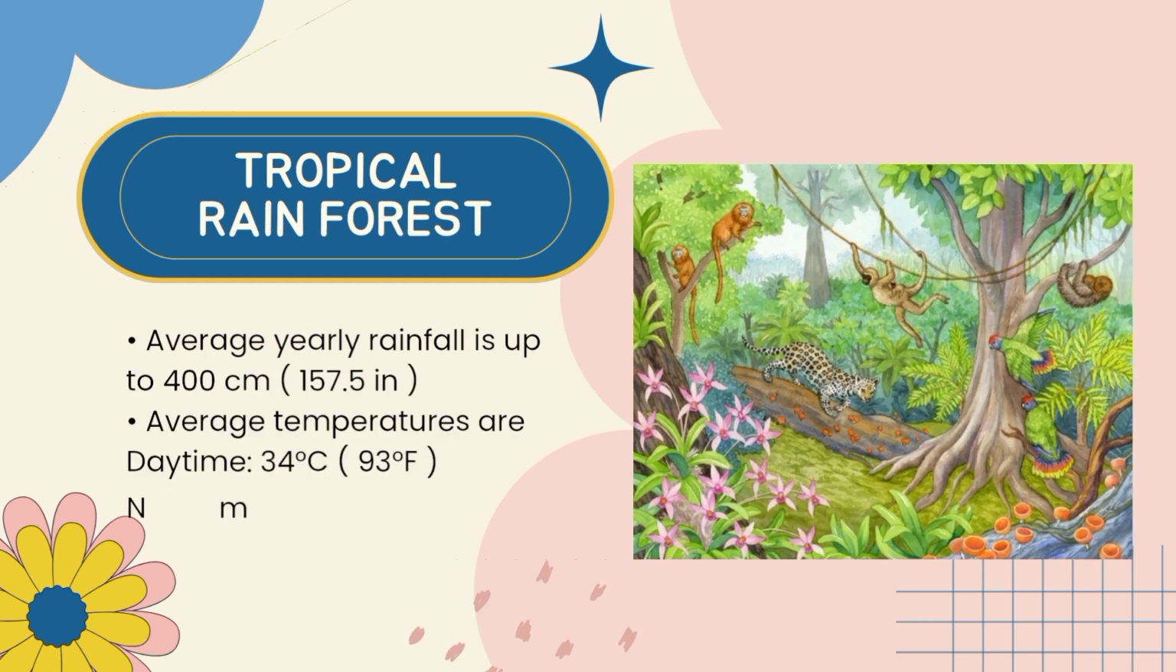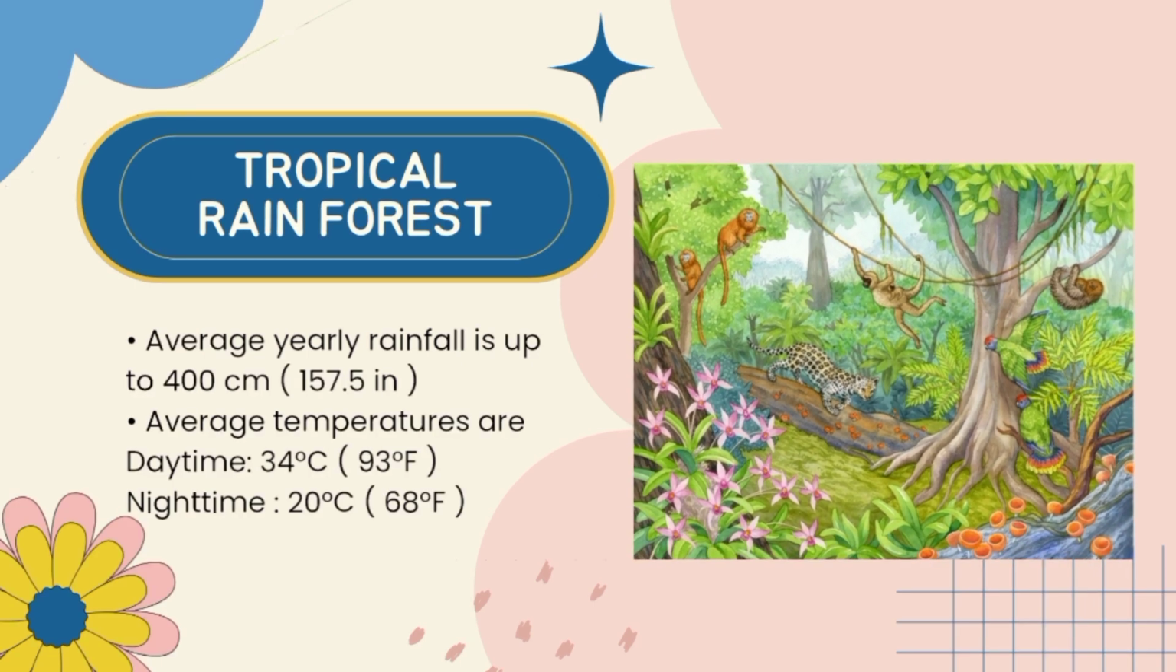Now we will be talking about the tropical rainforest, which is probably one of the most healthy biomes out there, with the rainfall amount of up to 400 centimeters or 157.5 inches, and the temperature being 34 degrees Celsius or 93 degrees Fahrenheit in the daytime, and in the nighttime it can be 20 degrees Celsius, which is 68 degrees Fahrenheit.